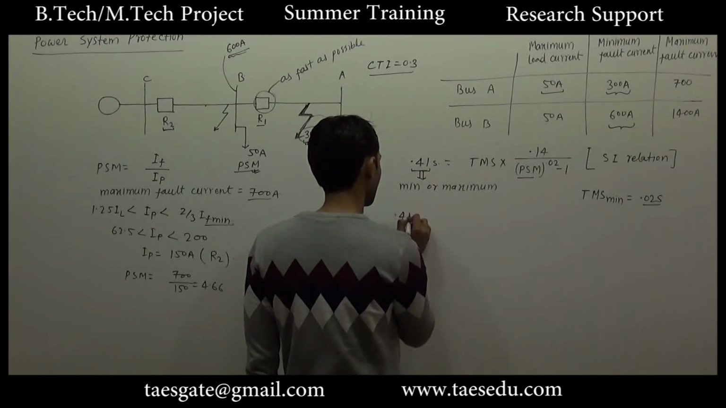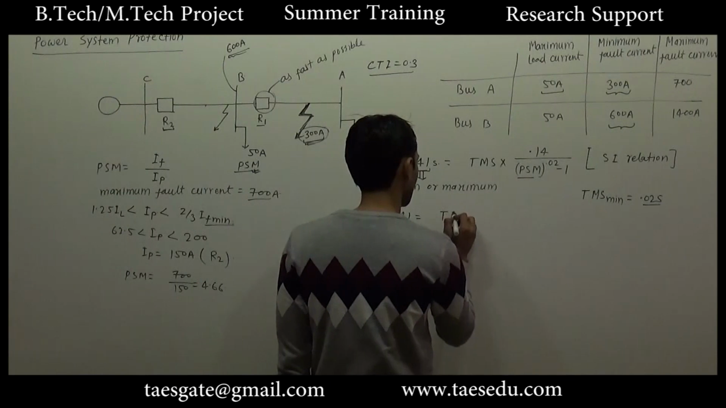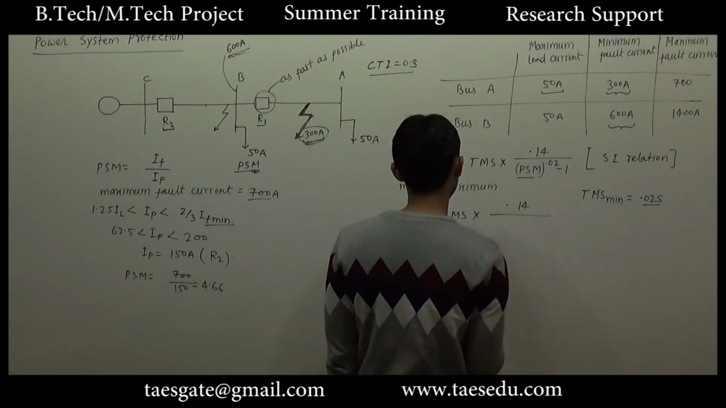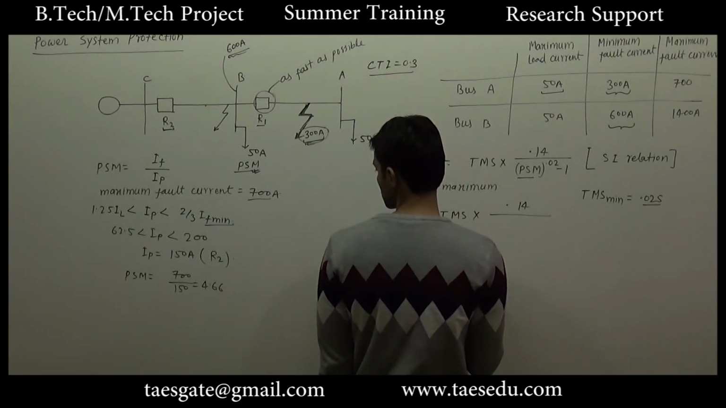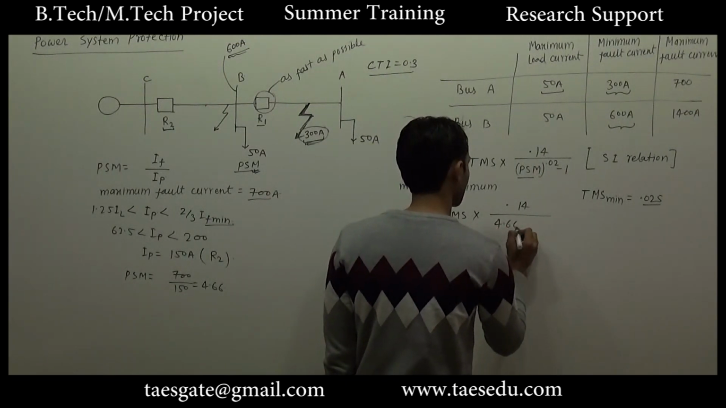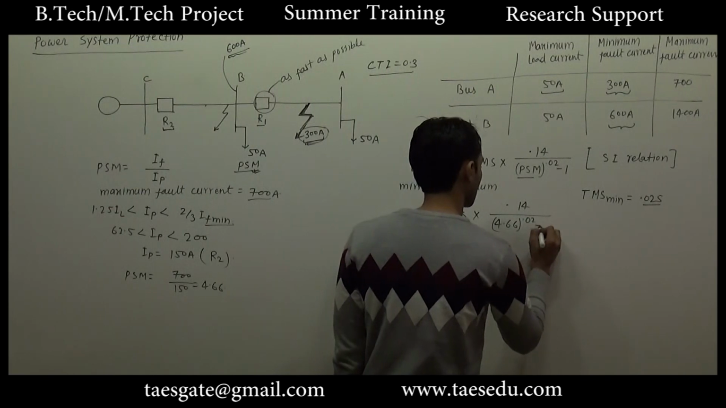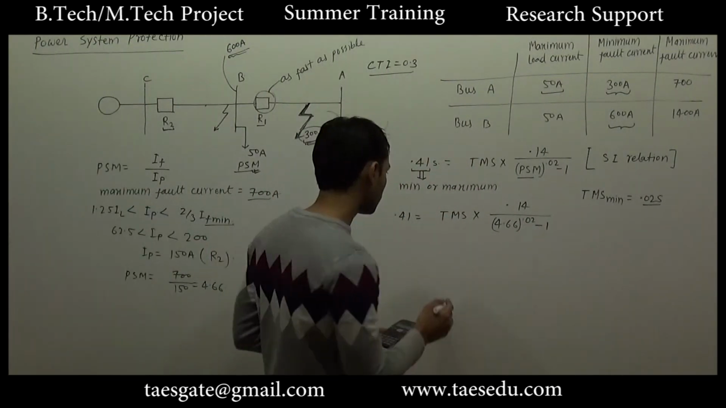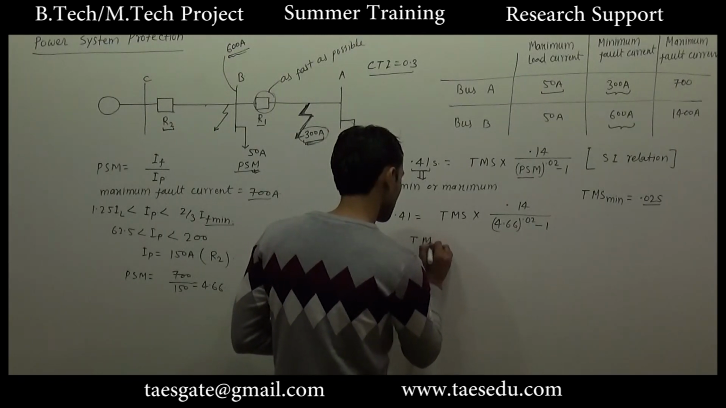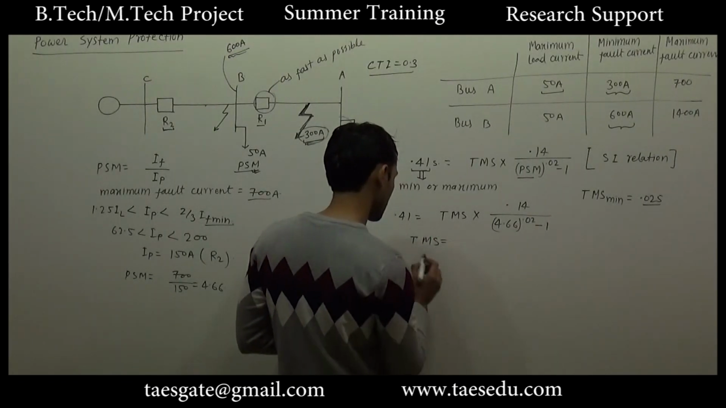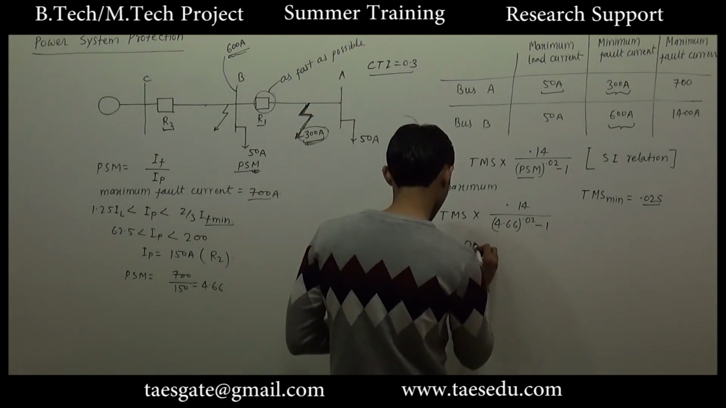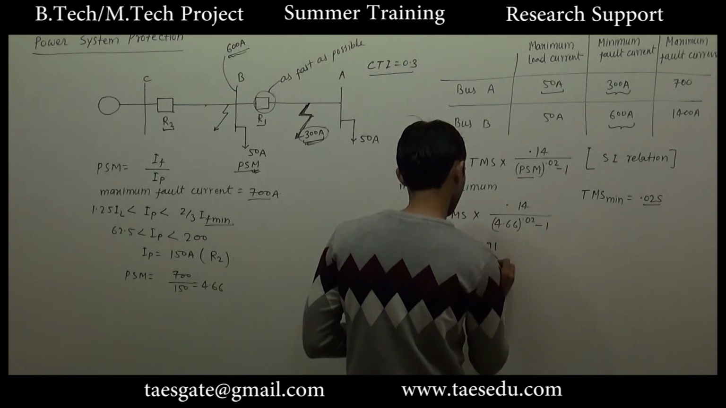So 0.41 will be equal to time multiplier setting into 0.14 divided by 4.66 to power 0.02 minus 1. From here we will get TMS, the time multiplier setting for R2, as 0.091. Okay.